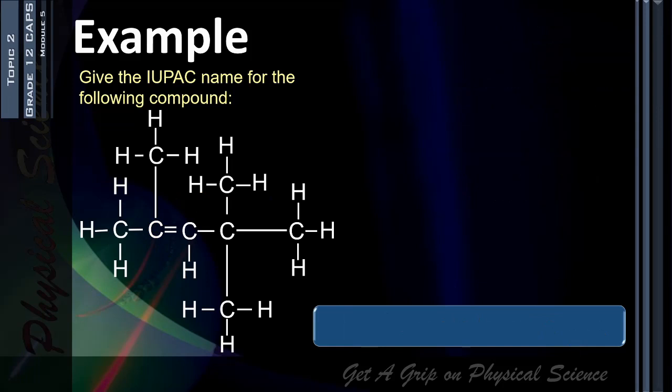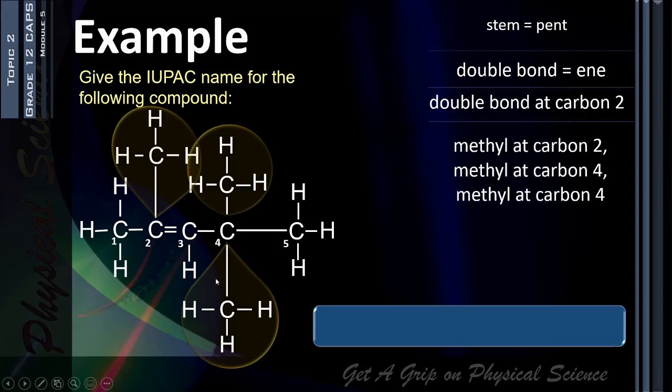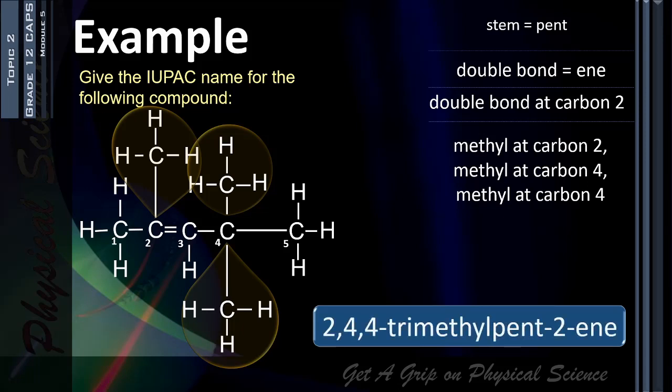In this molecule, the longest carbon chain that includes the double bond is 5. So the stem name is pent. The double bond tells us that this is an alkene. The double bond is on the second carbon if we number from left to right. If we number from right to left, it will be on the third carbon. So we have to number from left to right. And then there are 3 substituents. All 3 of them are methyls, and they are on carbons number 2, 4, and 4. So the name for this molecule is 2,4,4 trimethyl pent-2-ene.